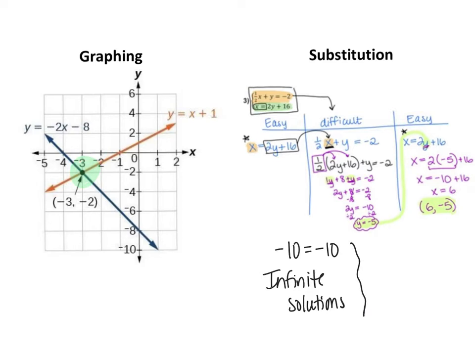And then the one I didn't go over is what if you had something like negative 10 equals 5? Well, that's not true. So if that happens, then that means that there would be no solutions. And we're going to talk about each of those today using the new method called elimination.